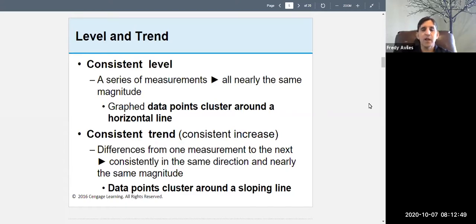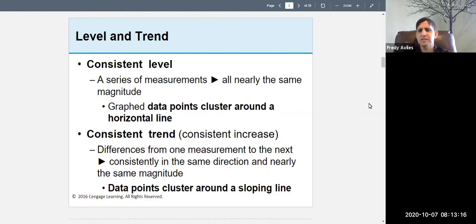A consistent trend means that there's a consistent increase, okay? There's a trend. It's not horizontal, but there is an increase, for instance. The difference from one measurement to the next is consistently in the same direction and nearly the same magnitude. The data points cluster around a sloping line. That's a consistent trend. I should correct that.